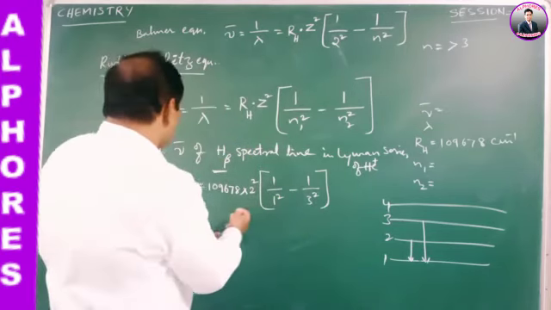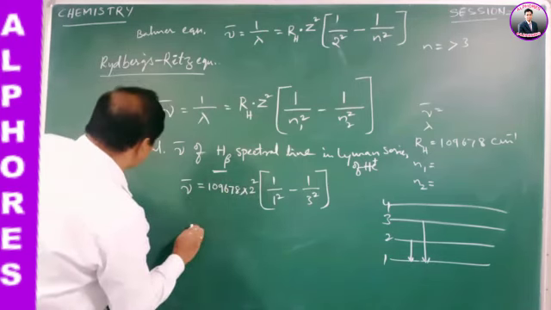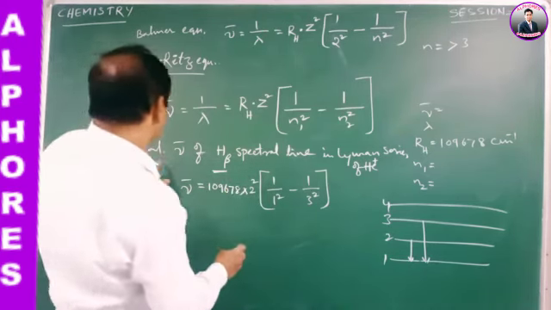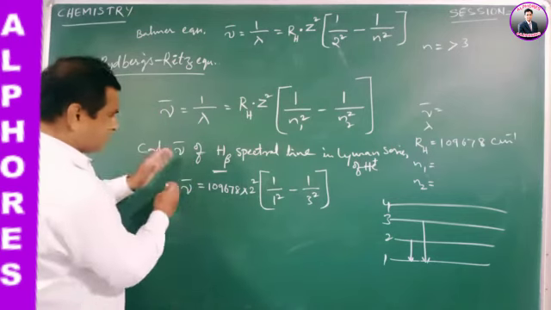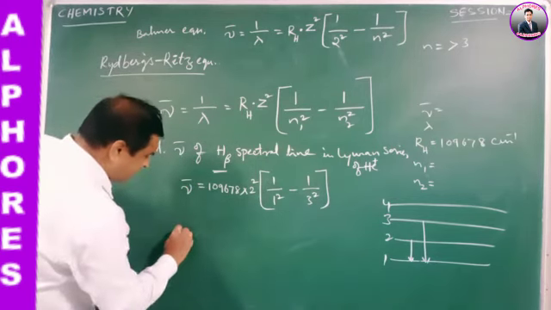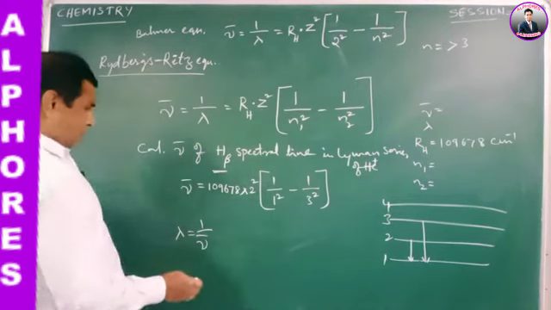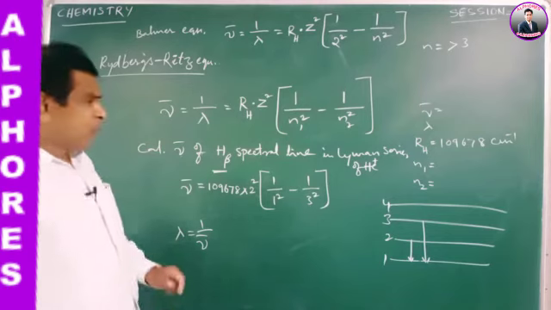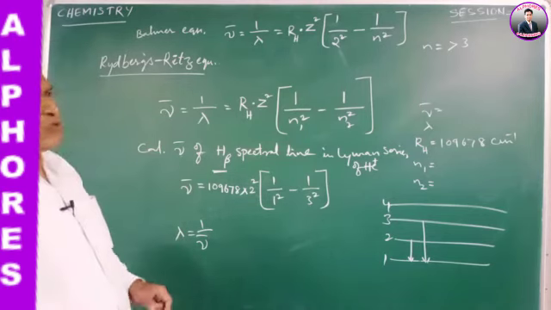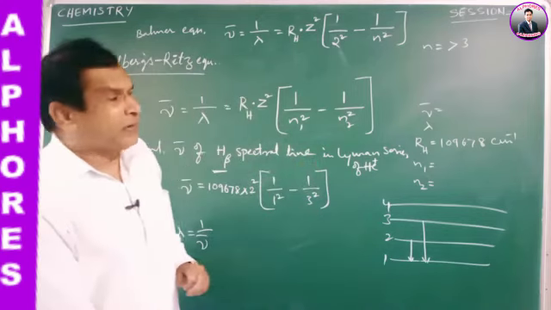On simplification you will get nu bar, the wave number. Suppose you are calculating wavelength: lambda equals 1 by nu bar, so taking the reciprocal we can calculate wavelength also. Like this we can expect numericals from hydrogen spectra.